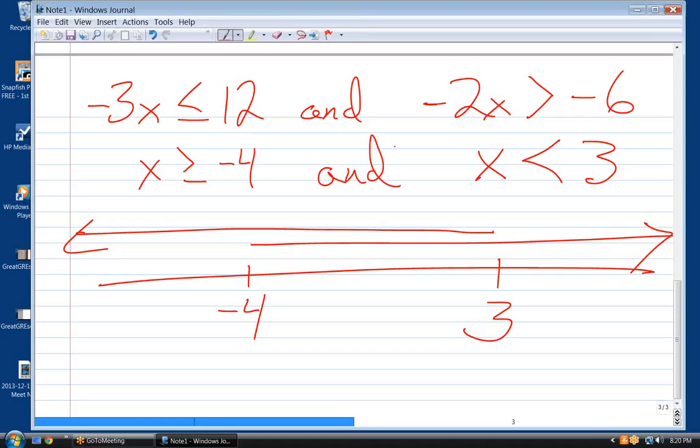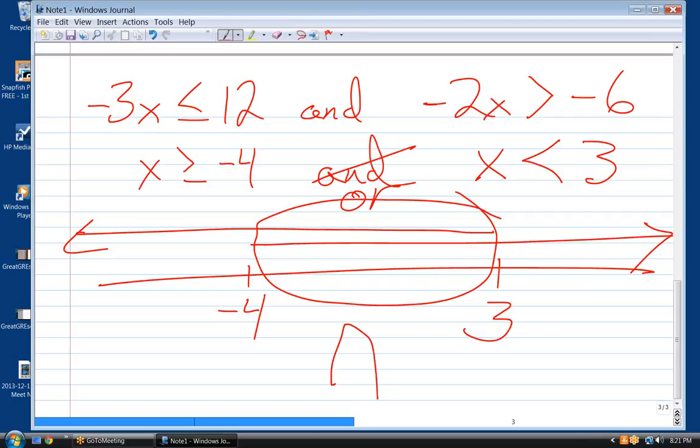Yeah. If it was or, then the answer would be x has to be either less than 3 or x has to be greater than minus 4. Since it's and, this is the answer right there. It's only x's between minus 4 and 3 that fit the and description. And means this, that means common elements of both sets.